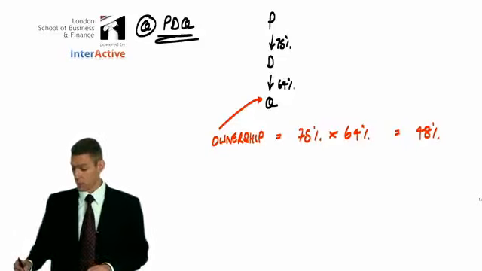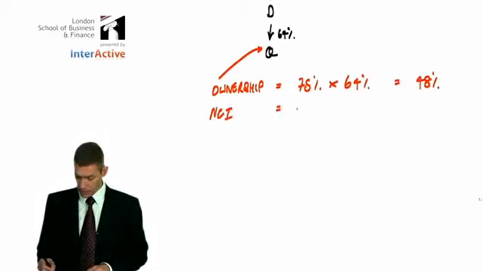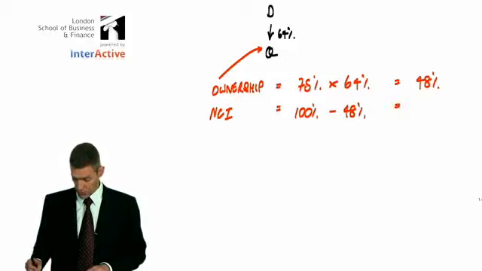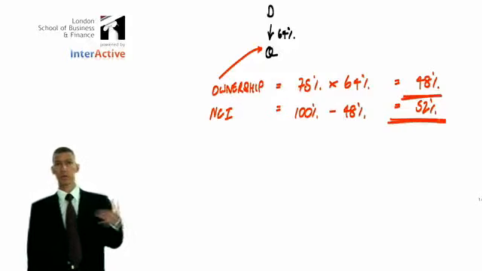So we have absolute control, but partial ownership, and the NCI, the non-controlling interest, is the amount that we do control, which is the entire thing, minus what we own, which is 48%. So 52% belongs to the guys who do not have control.